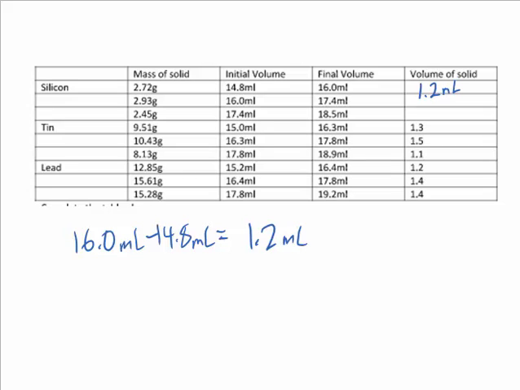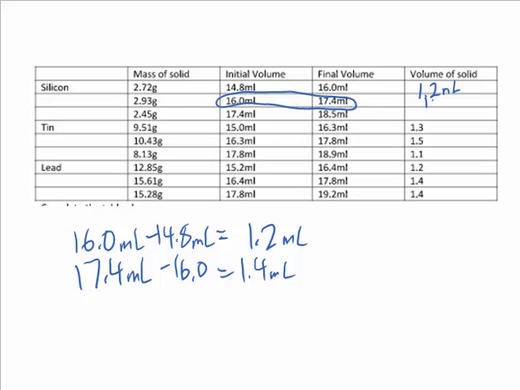And then to do one more, 17.4 milliliters minus 16.0 milliliters. Again, I'm doing those numbers right there, and that gets me 1.4 milliliters. So showing how to do the calculations is really important on your own paper. So that's how you do number 1.